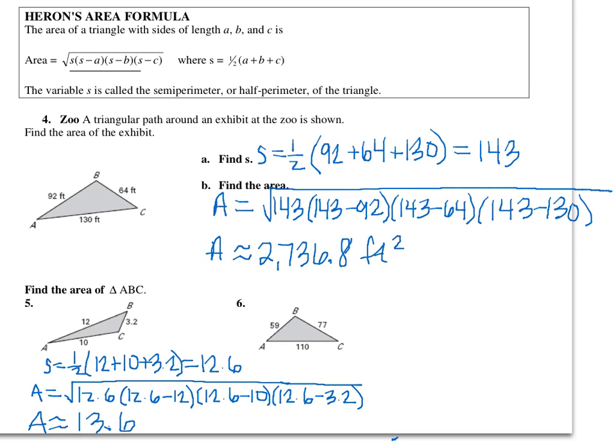Pause the video and try number 6 on your own. Okay, if you tried this on your own, we should see work on your notes tomorrow. You should have found that S equals 123 and your area is about equal to 2,169.7.